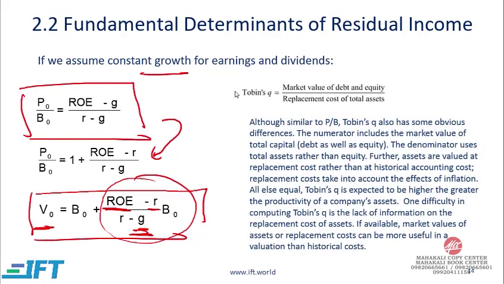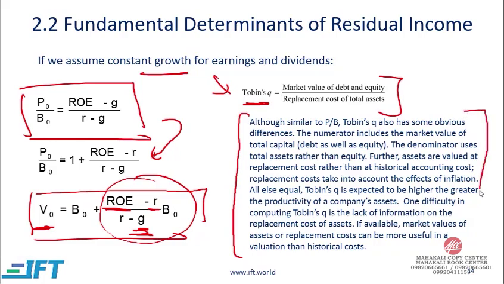This is something that is not explicitly mentioned in the learning objectives, but it is in the curriculum, so I'll quickly mention it. There is a ratio called Tobin's Q, which is the market value of debt and equity divided by the replacement cost of total assets. Just try to remember this, and I would suggest that you quickly read through this. It is fairly straightforward.